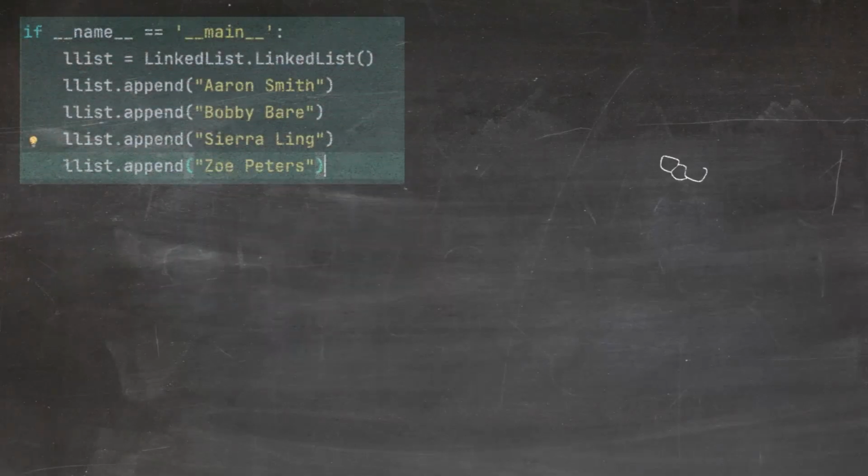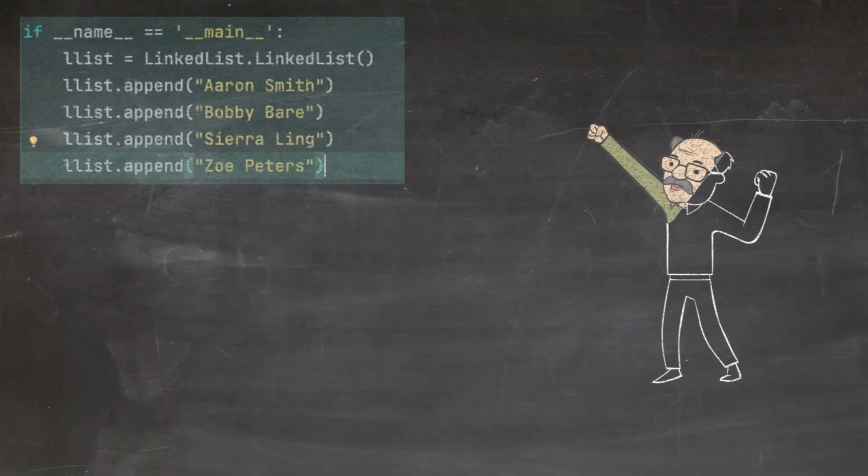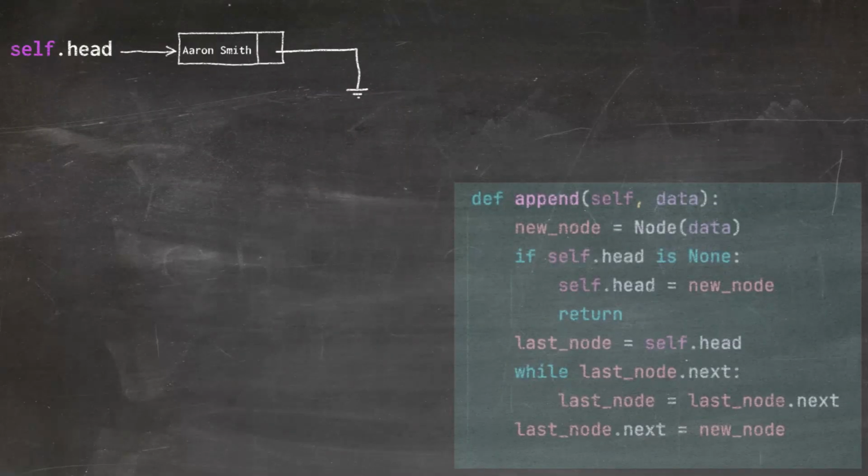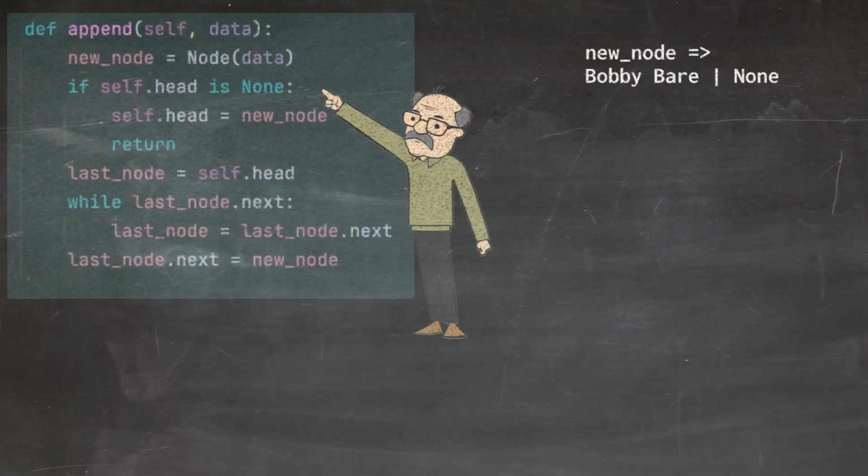Here's the code that we wrote to drive our test sample. You can see that we add all 4 people in the order that we did in our example. So after adding a node to a linked list that has no nodes, we notice that we have a pointer to that one node, and that node is pointing to None. The next step is to add Bobby Bear to this list.